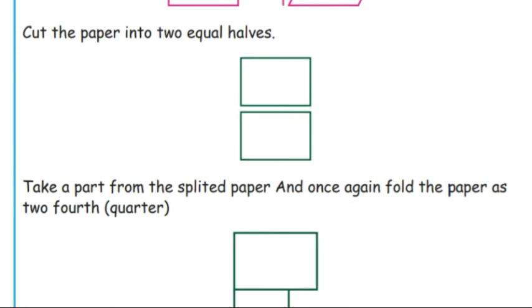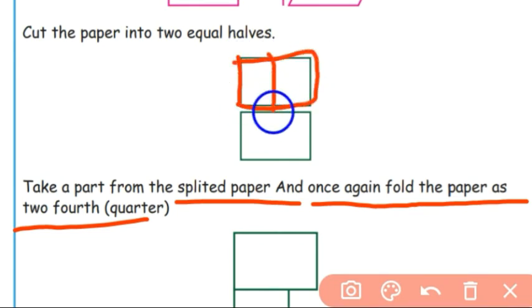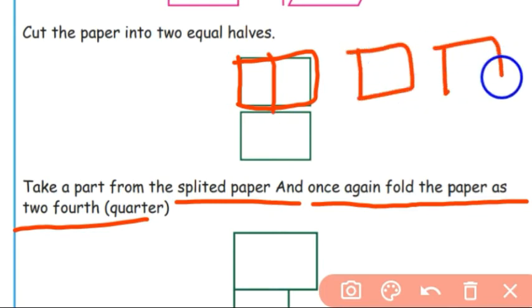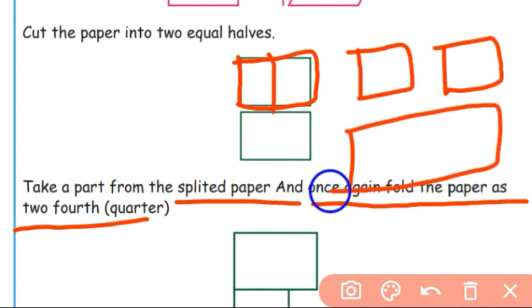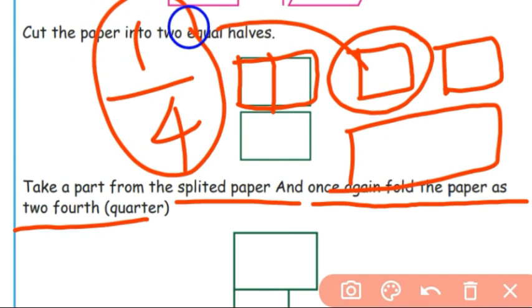Take a part from the split paper and once again fold it into 2 equal parts. If you fold this half, you can see one line, and when you cut the paper you will get this. See, this is a quarter. 1 by 4, 1/4 means quarter.